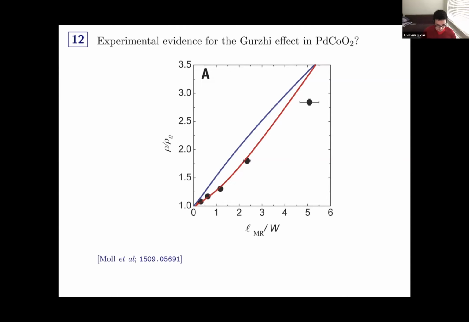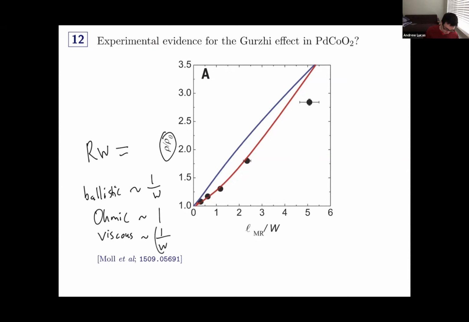Let me explain a little bit what this plot is showing. So rho over rho naught. For some reason I don't understand, experimentalists like to talk about the resistivity of a channel, even though this answer is fundamentally geometry dependent. So this is basically equal to the resistance of the device times W. Okay, so what do you expect to see? If you have ballistic transport, this is going to scale as 1 over W. If you have ohmic transport, this quantity is just going to be a number like 1, constant. And if you have viscous transport, this would be 1 over W squared.